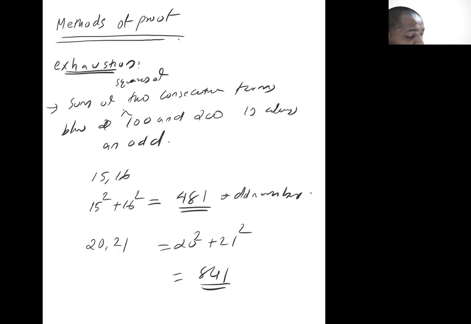So what is the method of exhaustion? Method of exhaustion means we are developing a general equation for these two consecutive terms. Consecutive terms means, say for example, I'm considering one value, n. n is an integer. Then multiplied with 2, this 2n is a number between 100 and 200.